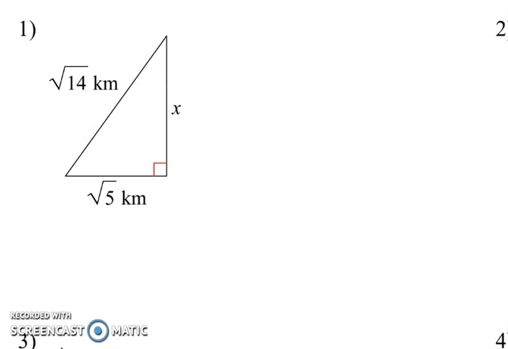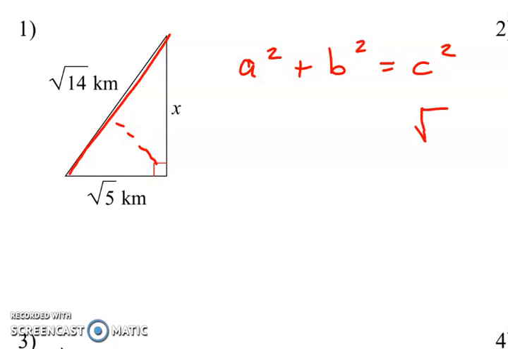In number 1, we're going to use the Pythagorean theorem to try to solve for that missing length of the right triangle. The Pythagorean theorem is a squared plus b squared, which is equal to the hypotenuse, c squared. So in this case, the hypotenuse is across from the right angle. So that's the one usually we want to identify first.